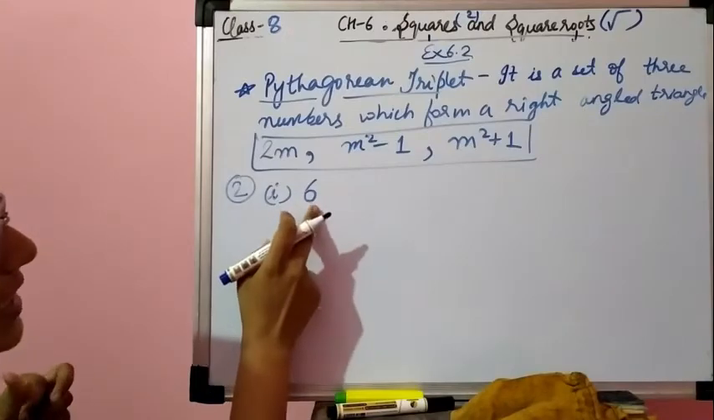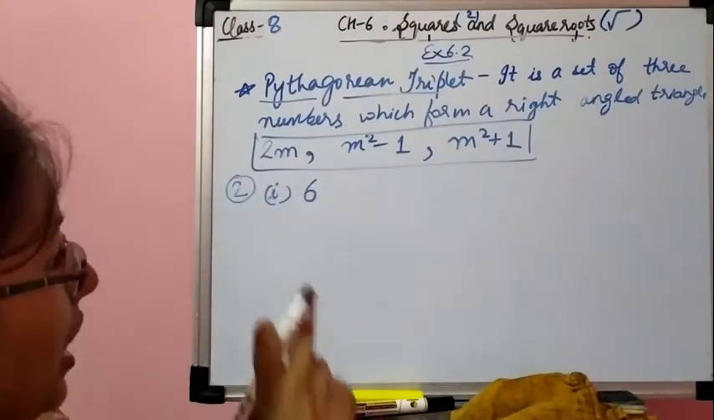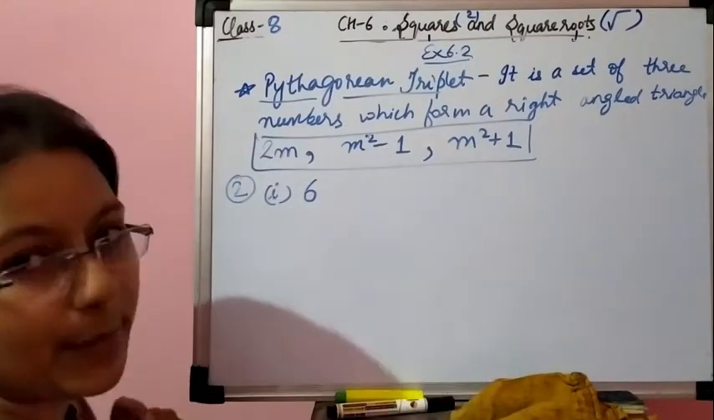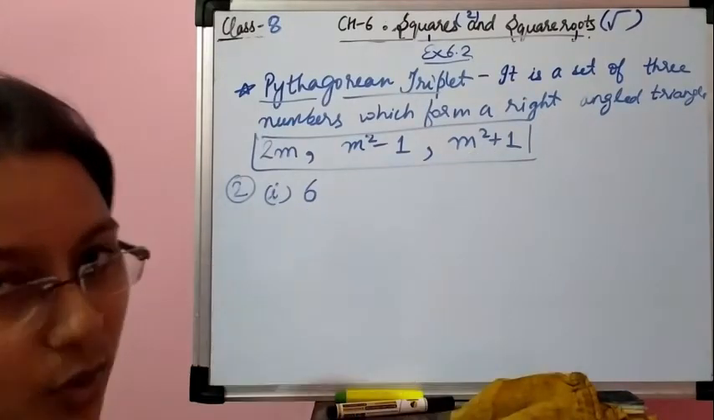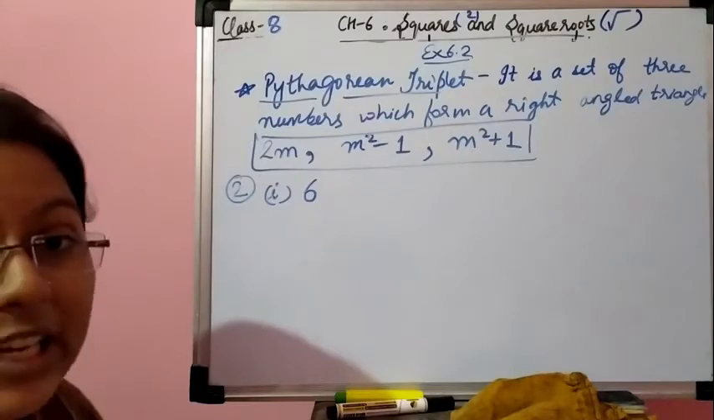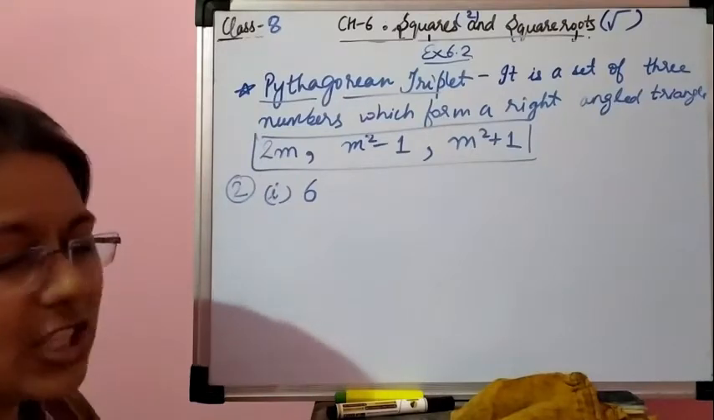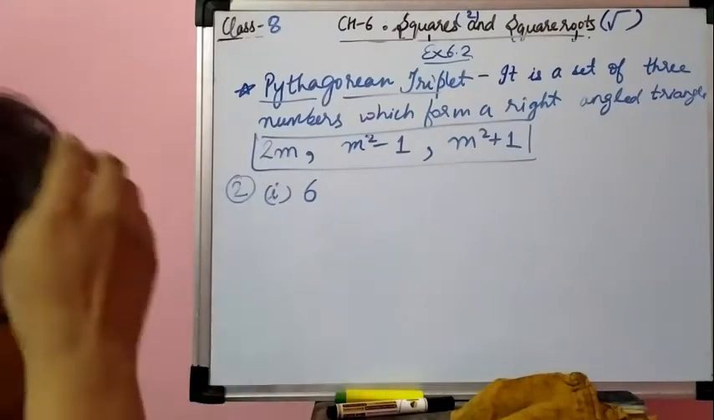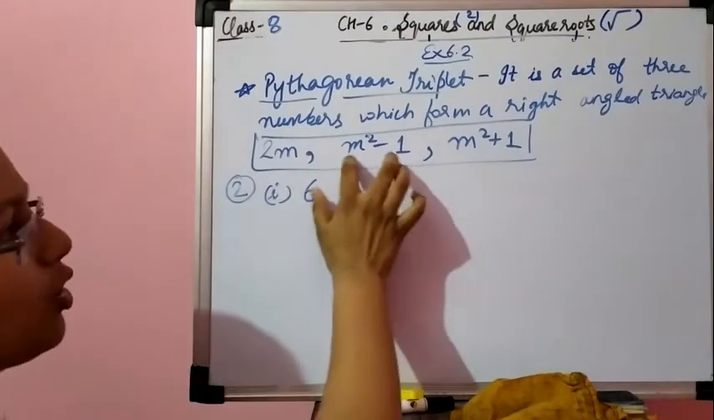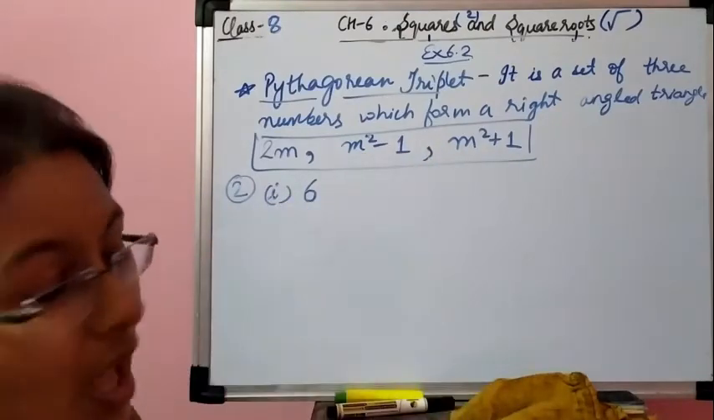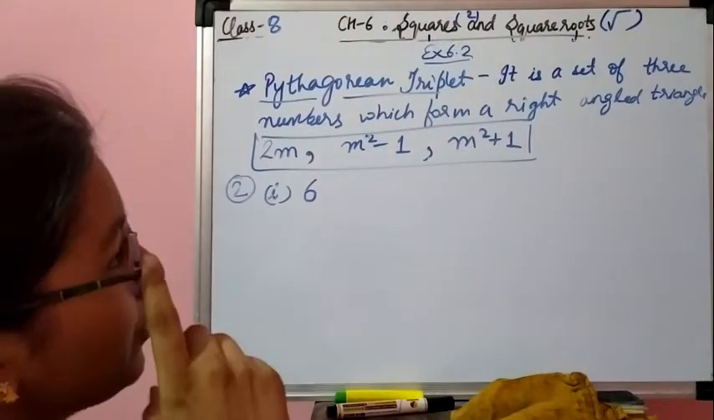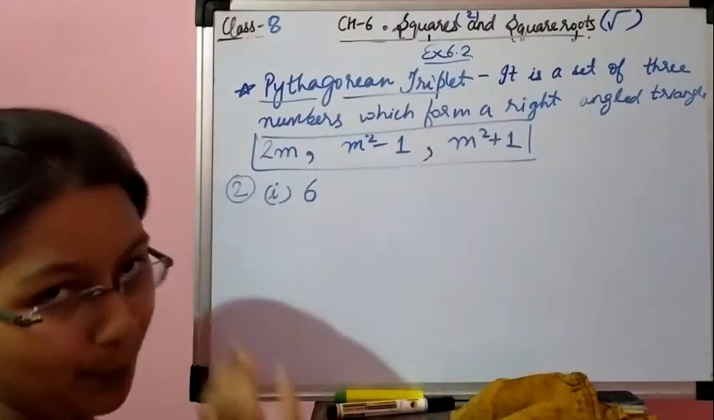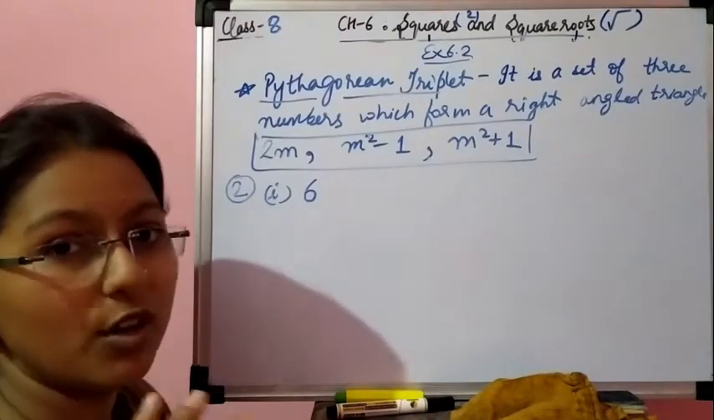Now this 6 can be equal to 2m also. This 6 can be equal to m square minus 1 also. And this 6 can be equal to m square plus 1 also. Now we have to decide just by a small calculation in our mind which of these is 6. How can we do it? We have to keep one thing in mind, that the value of m should come as a whole number.